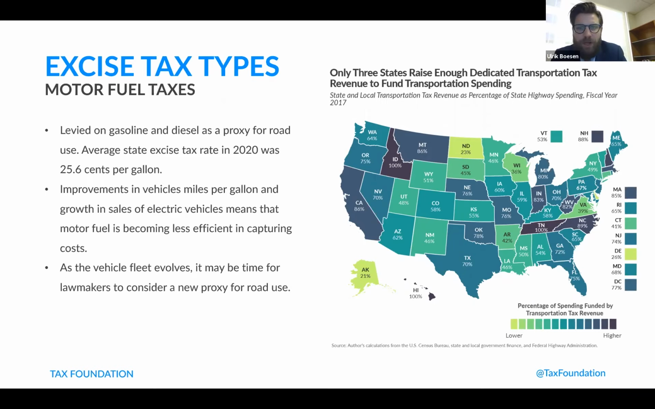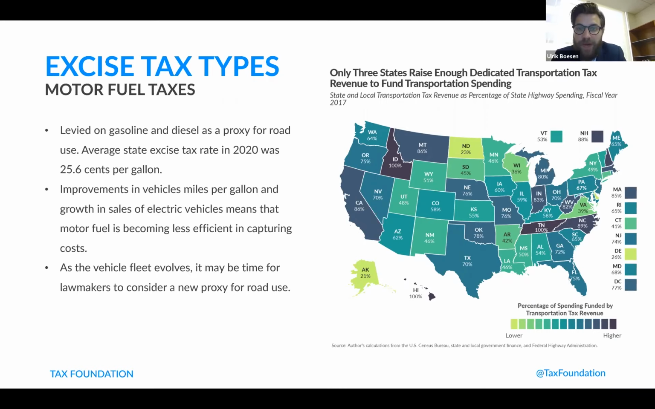And these are not problems that are likely to disappear or to become less important in the coming years. So it may be time, maybe not this year, maybe not next year, but sooner rather than later, for lawmakers to consider how to make motor fuel taxation or how to make infrastructure taxation sustainable for the coming decades. Because currently, and that's the map I include here on the right, only a few states, I think it's 3 states, raise enough revenue on their current taxes to pay for their infrastructure spending.